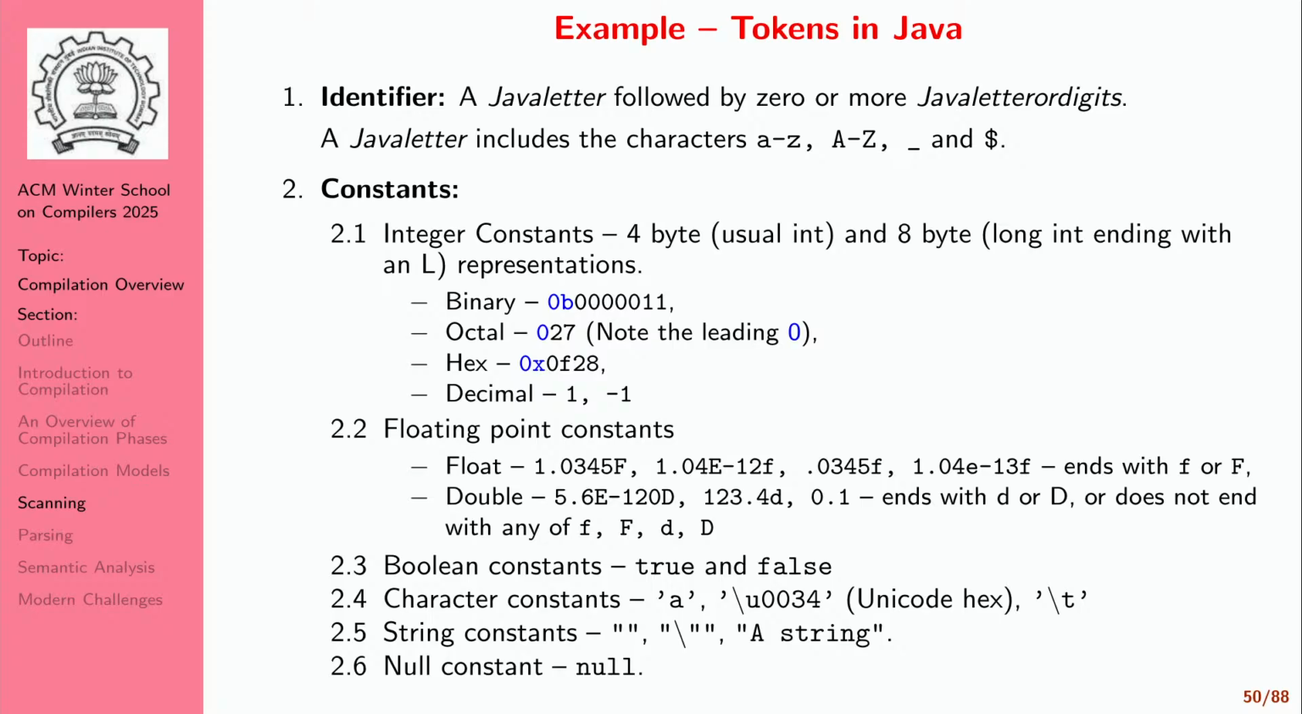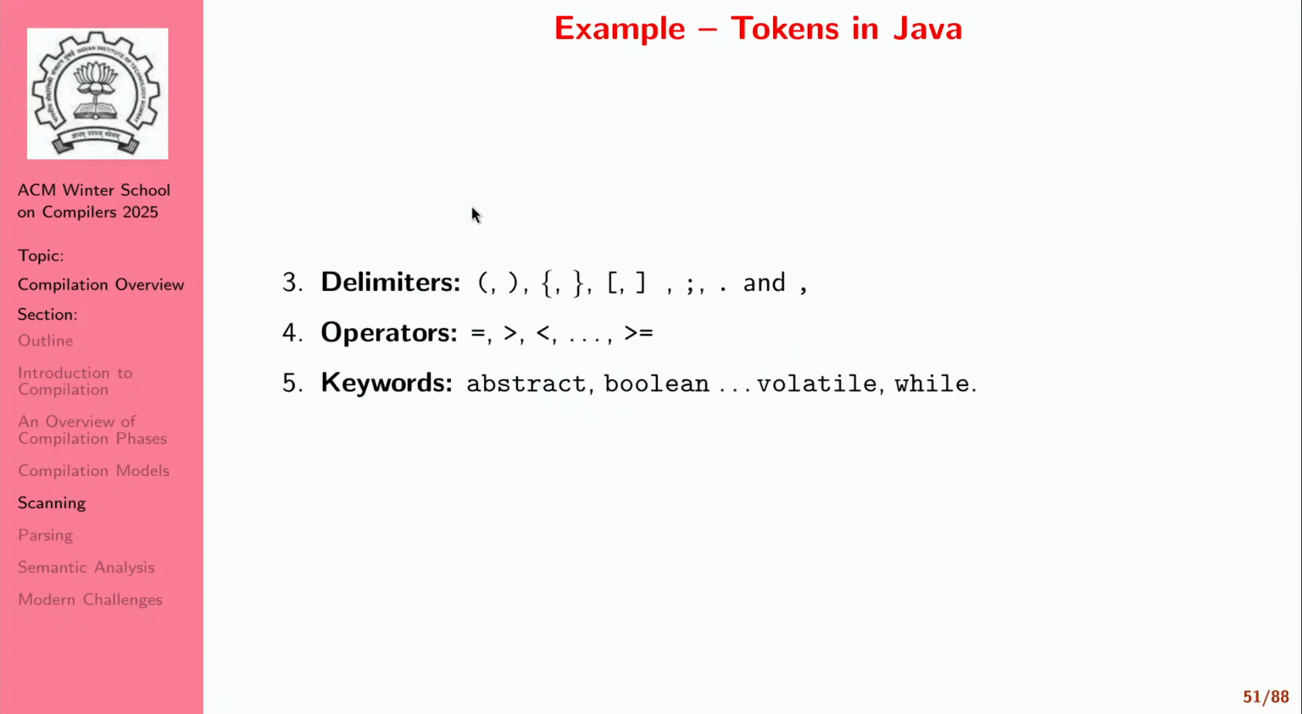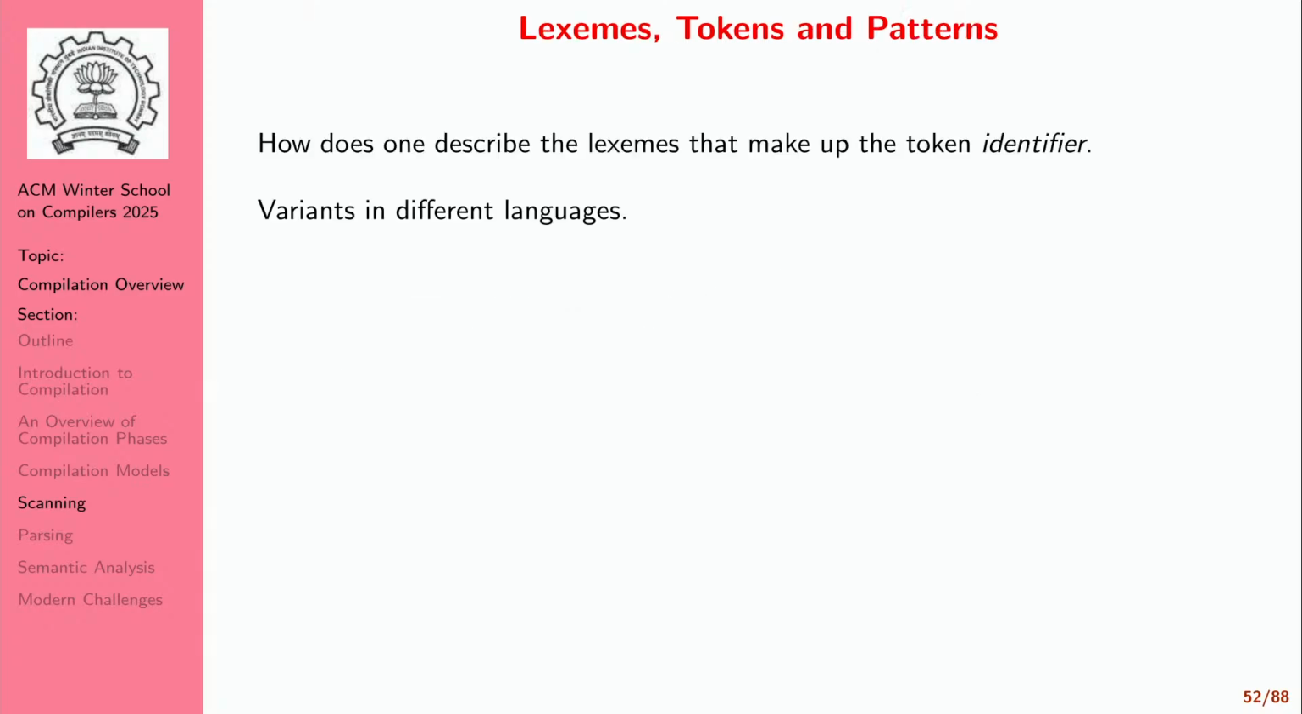Identifiers are defined like this: a Java letter followed by zero or more Java letters. Constants, there are various kinds of constants. Then there are Boolean constants and character constants. This is how a language would define them. For C, it could be something else. For C++, it could be something else. For example, delimiters are one token. Operators are these. Keywords are these.